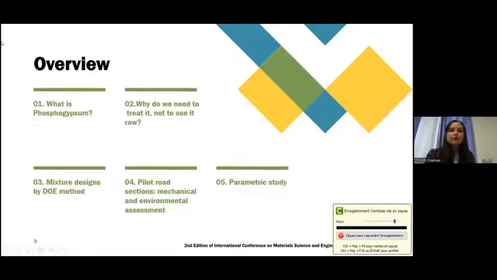First of all, I should tell what phosphogypsum is. Then why do we need to treat it, not to use it raw? Then what are the mixture designs by DOE method, design of experiments method, to arrive to pilot road sections, mechanical and environmental assessments, and parametric study to optimize all of our results.